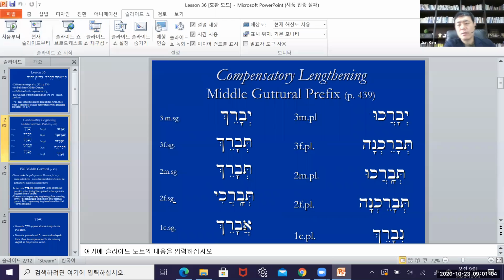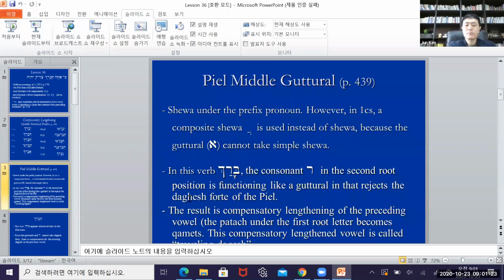Now here, this is the one thing that we need to recognize. Actually, shewa is supposed to be there, but a guttural letter cannot take shewa. So normally, it is replaced by a composite shewa, which is not really a big thing, but just for information.